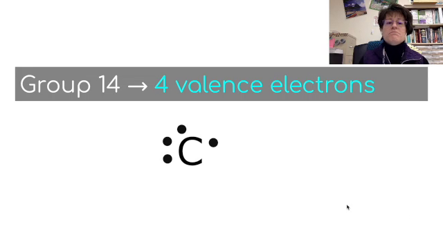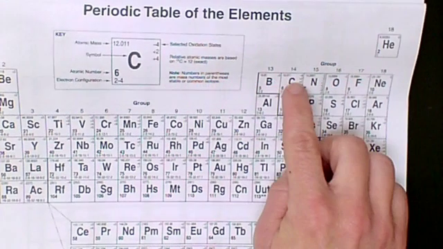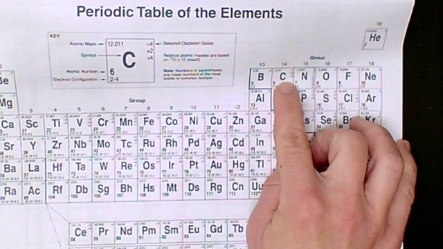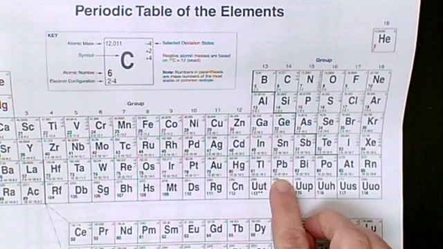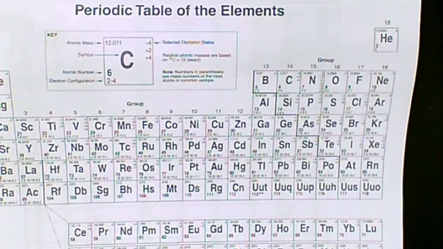Group 14, four valence electrons. Just look at that last number. So carbon, so the two s orbital electrons, and then we put a dot to the top and a dot to the right for the p orbital electrons. So here, group 14 with carbon at the top, all of these will have that same electron dot notation.